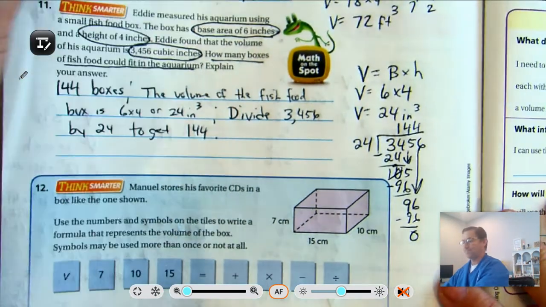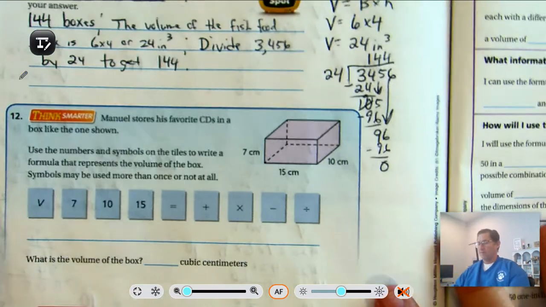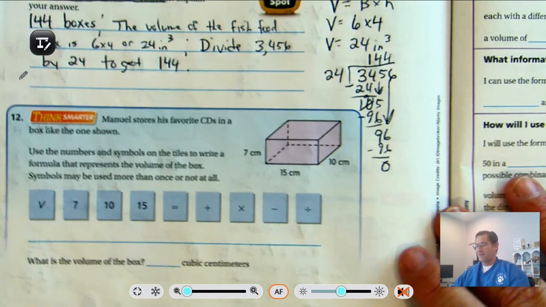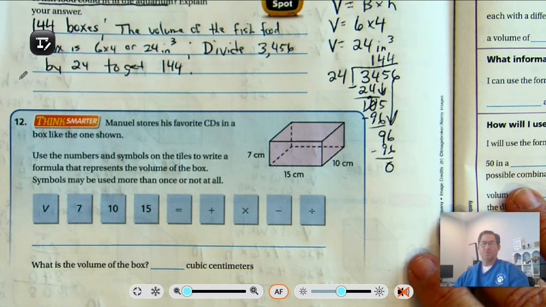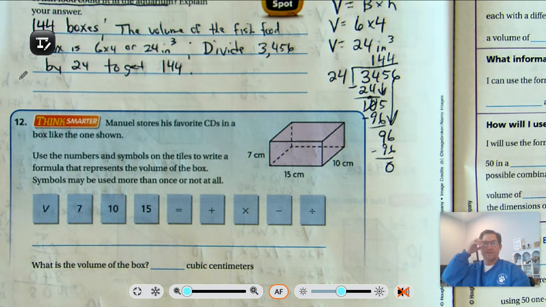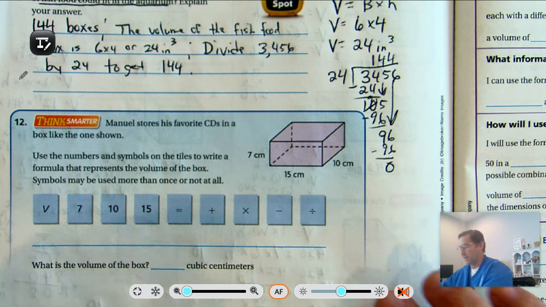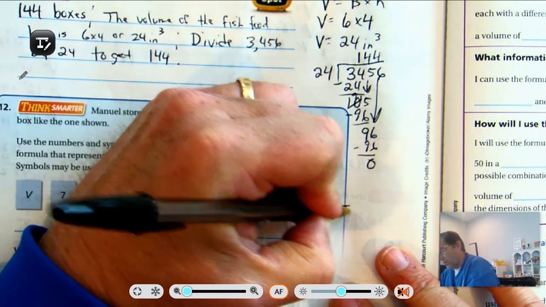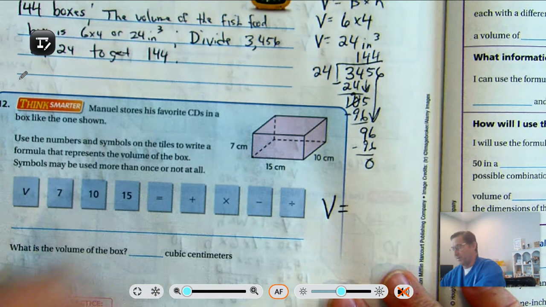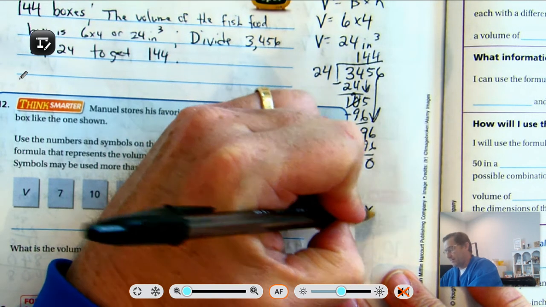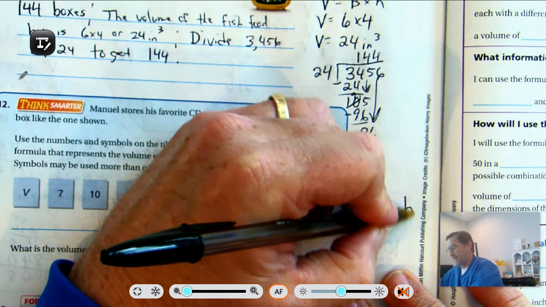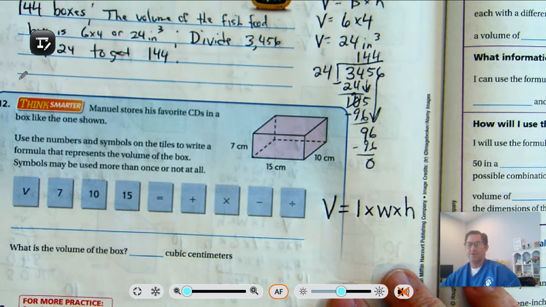And number 12. Manuel stores his favorite CDs in a box like the one shown. Okay, use the numbers and symbols on the tiles to write a formula that represents the volume of the box. Symbols may be used more than once or not at all. Okay, so let's just start with what we know the volume formula to be. Volume equals length times width times height. Okay, let's see. Do we know these things?